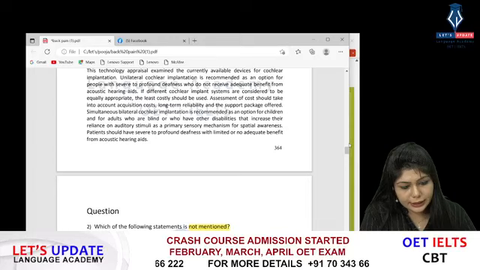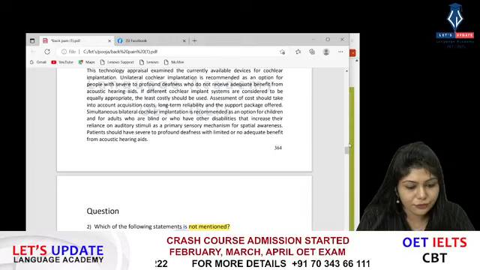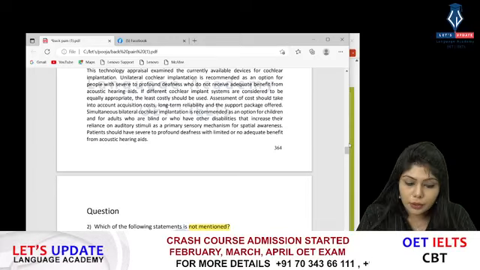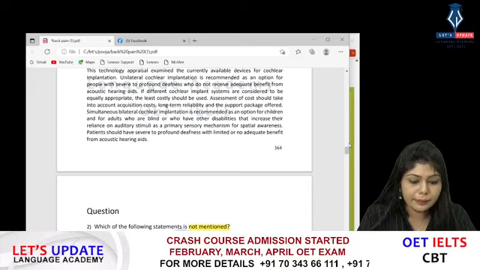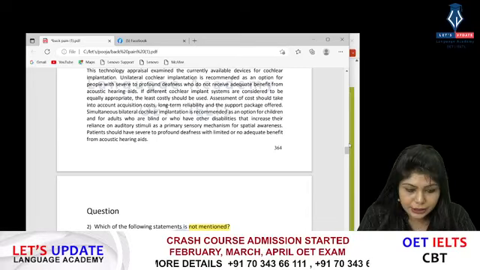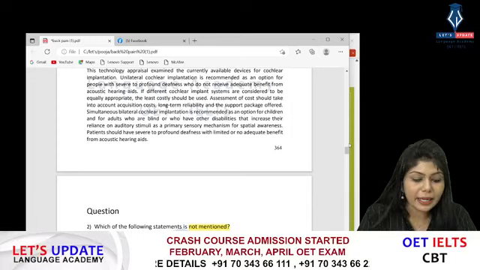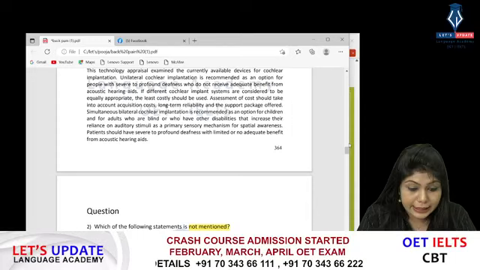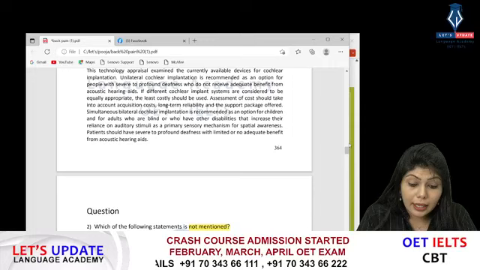Let's look at the options. Option A is value for money is an important factor for cochlear implantation acquisition. B, both adults and children could be possible candidates for cochlear implantation. Option C, simultaneous bilateral cochlear implantation necessitates the use of identical devices.